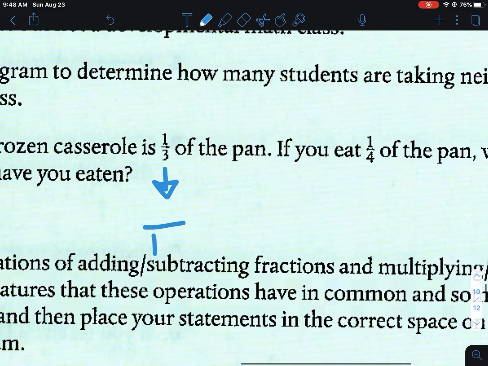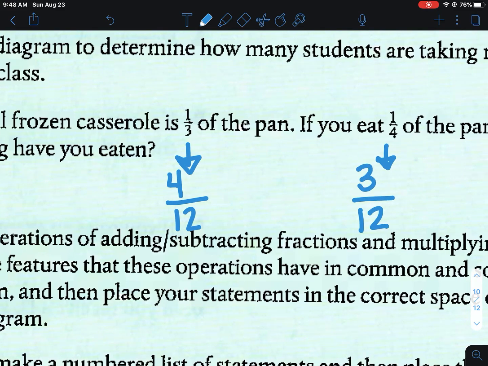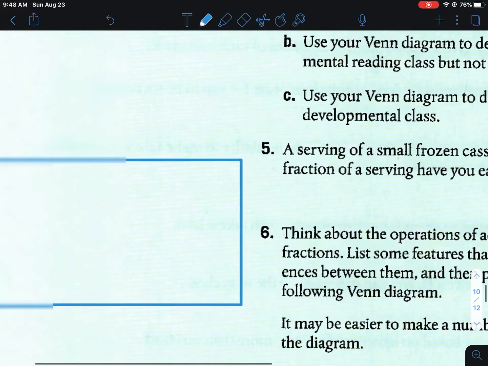So I'm going to make this out of 12. So if I change the bottom to 12, I'm going to multiply the top by 4. And for this one, bottom is also 12, and I'll change the top to a 3. So my casserole is going to have 12 slices.